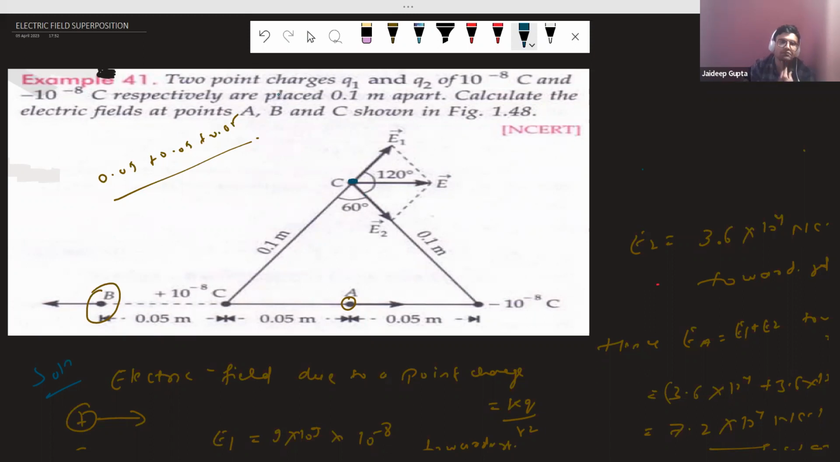First of all, we will calculate due to Q1, then E2, then you have to apply the vector law of addition. That is, E equals root of E1 square plus E2 square plus 2 E1 E2 cos 120. Okay, this is the formula you have to apply to calculate the electric field at C. Is it fine? Shall we proceed? Yeah.